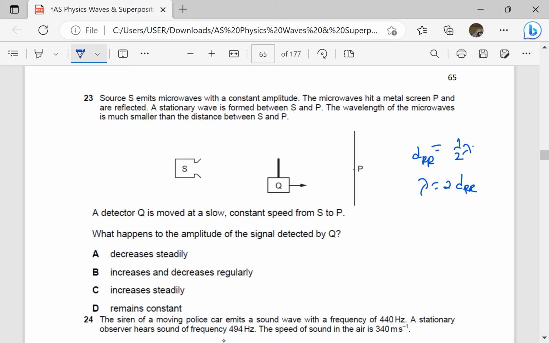Of course, we know that at P we expect there to be a node. If P is the reflector, we expect a node here. So what happens to the amplitude? It is going to increase and decrease. So the answer is going to be B. It increases and decreases regularly, because towards P it must go to 0, since this is a point of reflection, which is a node.